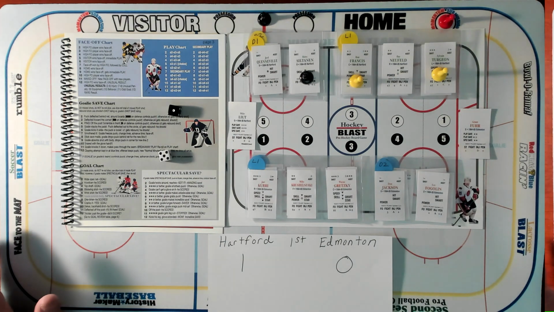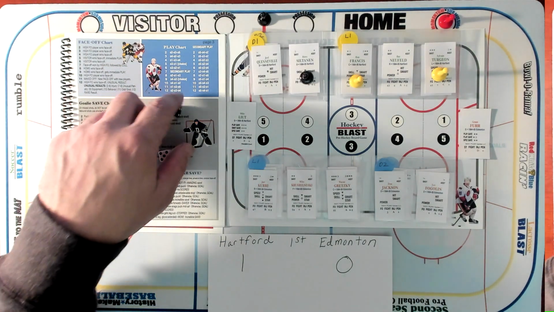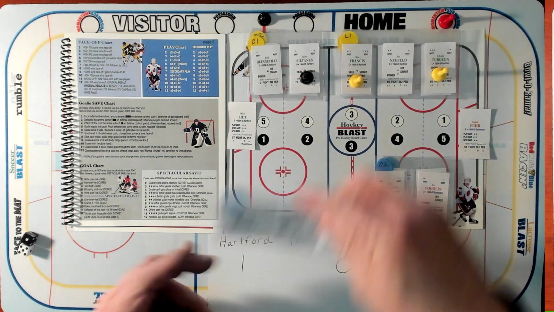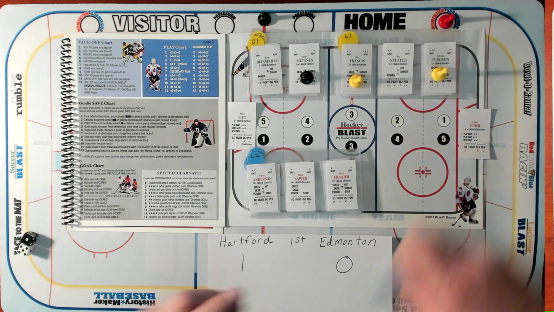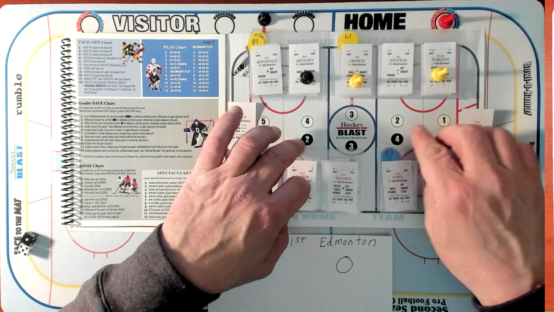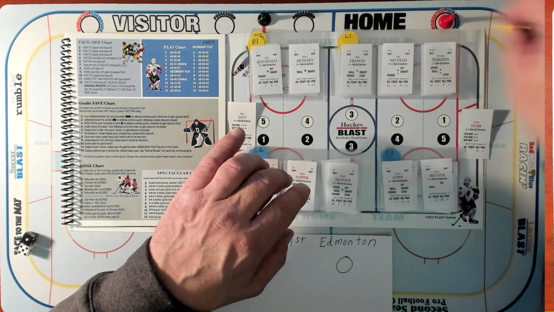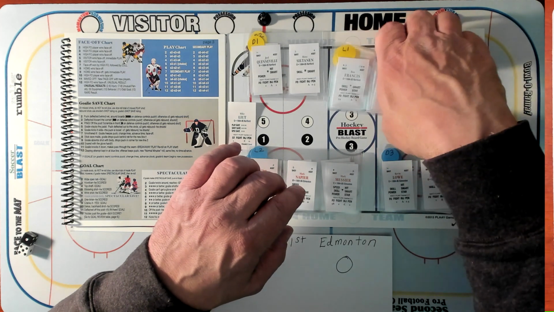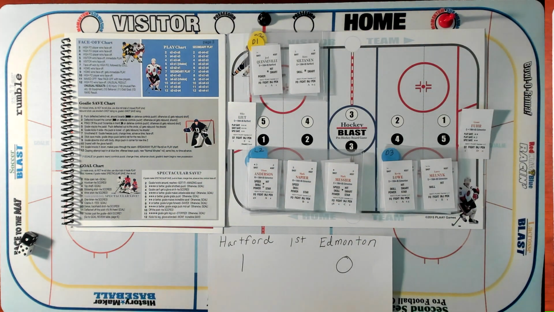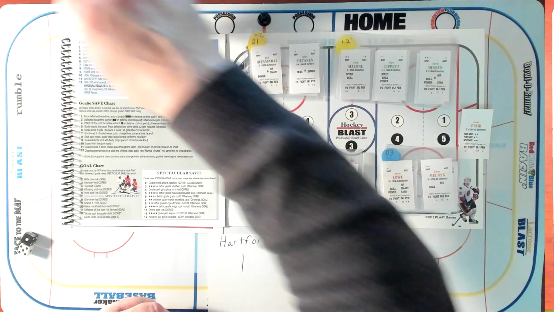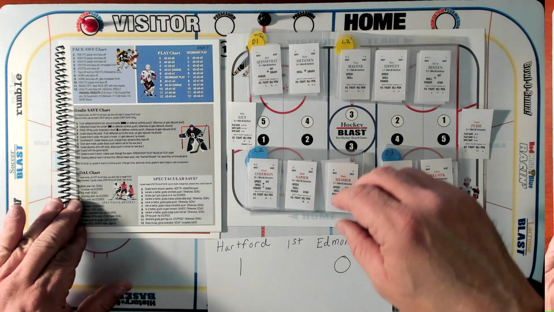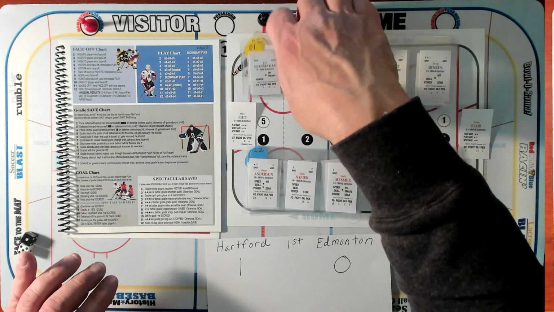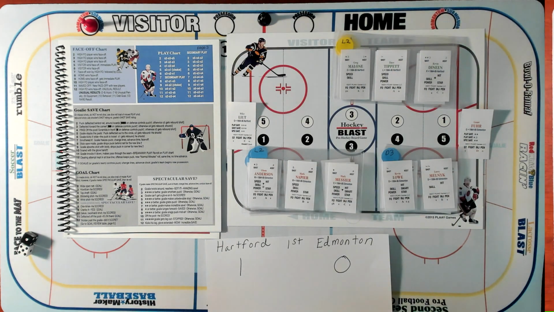Okay, so the Whalers are out to a 1-0 lead here in the first period. We have 1 minute left in the first period, so we will get the second lines out for a face-off after Hartford's goal. Nice breakaway play there by the Whalers. They now have momentum. We will move that over. But we only got 1 minute left. Get the second line out there and get a face-off.